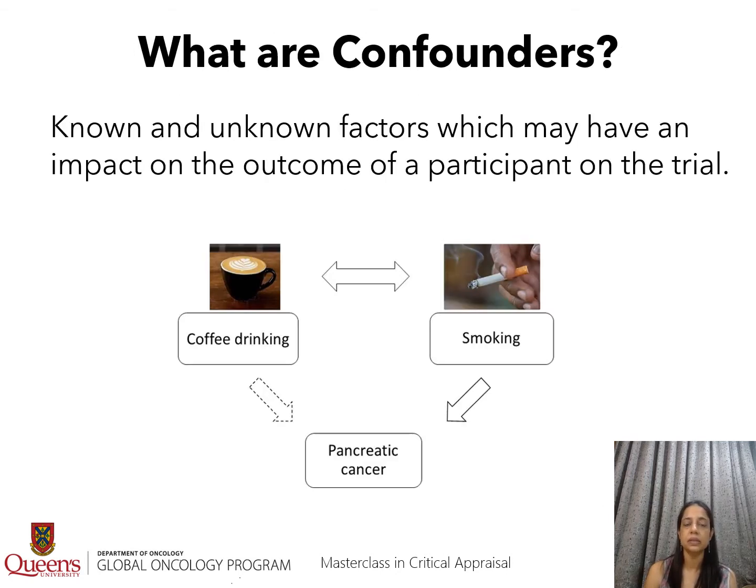What are confounders? These are known and unknown factors which may have an impact on the outcome of a participant on a trial. For example, we know that smoking is a risk factor for pancreatic cancer. We also know that smokers tend to be coffee drinkers. If we conduct a study and find an association between coffee drinking and pancreatic cancer, we need to be sure that this is a direct relationship and is not because of the association between coffee drinking and smoking. So here, smoking is a confounder in the pathway between coffee drinking and pancreatic cancer.